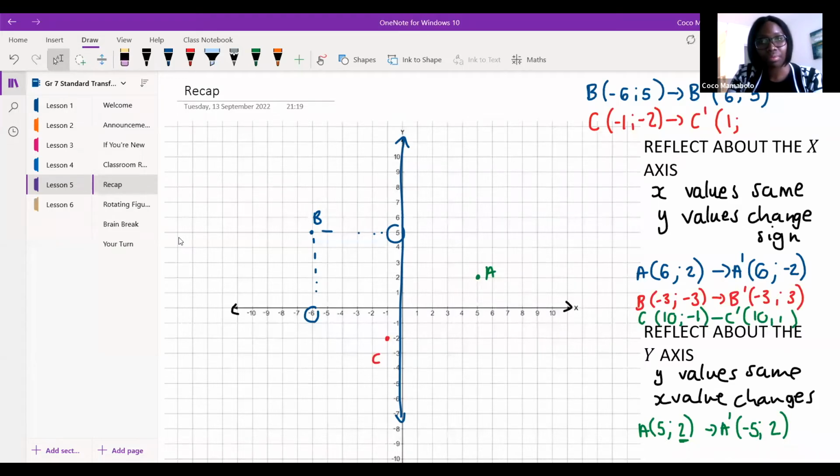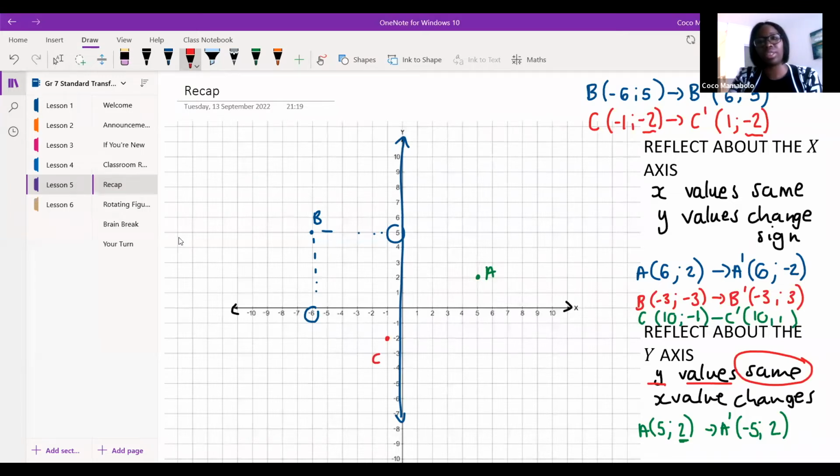Is it -2? Yes, it is, but you don't sound very sure. Yeah, I know, ma'am. Look, our rule is really confusing here. It says that our Y value, what happens to our Y value? It stays the same. My Y value was -2, so my Y value must stay -2. You see it? Yes, ma'am.